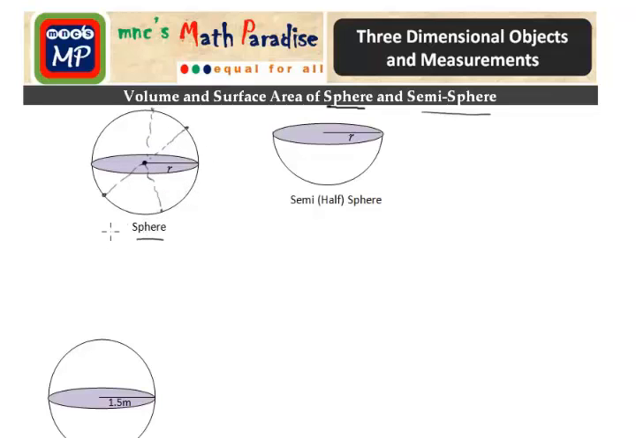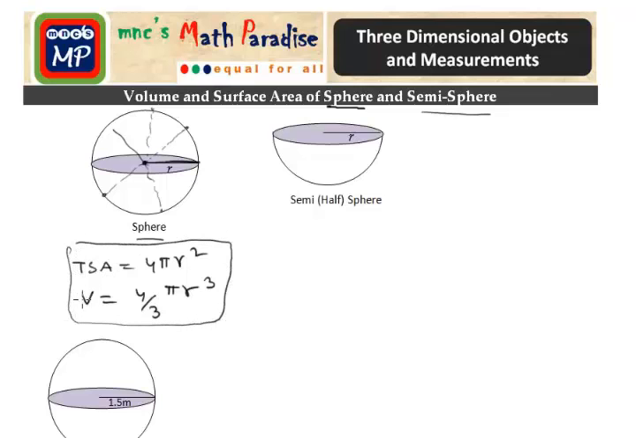So now the formula that we will be using to calculate the surface area and volume of a sphere is: the total surface area of a sphere is 4 pi r square. If the radius of the sphere is r, that is from center to any point its distance is r, then its total surface area, that is outside surface area, will be 4 pi r square, and the volume will be 4 division 3 pi r cube. So these two formulas we will be using to calculate the total surface area and volume of a sphere.